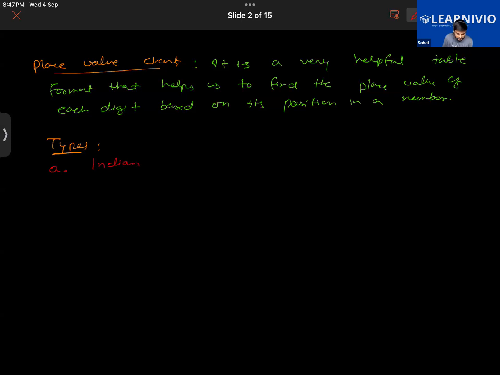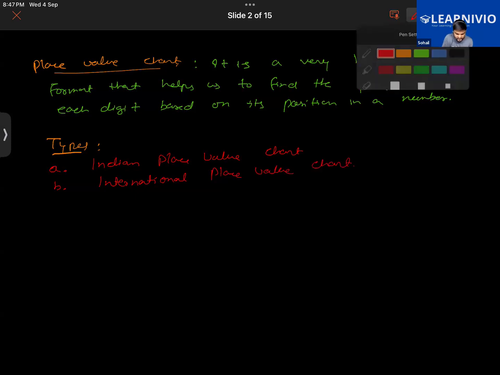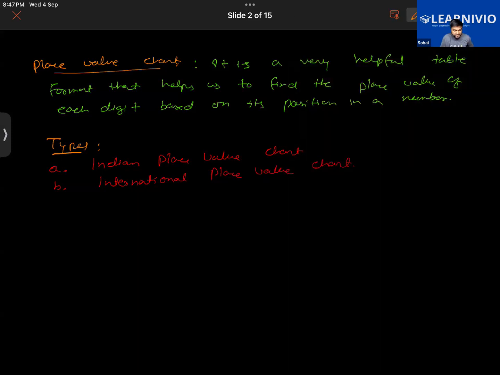Okay. Indian place value chart. The other one should be International, no? So that is the international place value chart. These are the two types of place value charts. Let us first of all learn about the Indian place value chart.